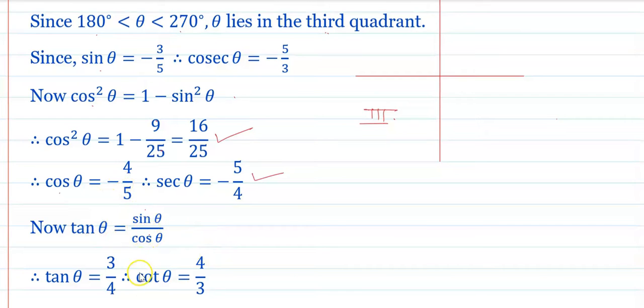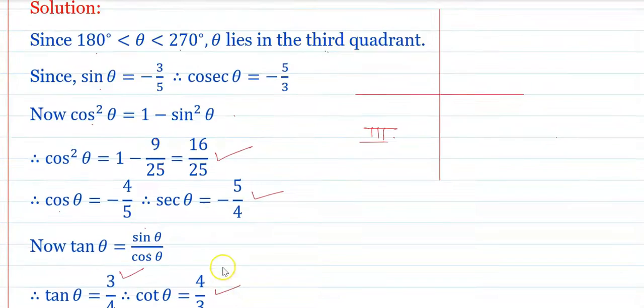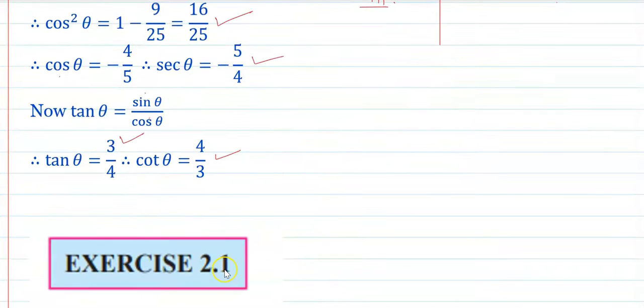Sin theta upon cos theta. Here sin theta is minus 3 by 5 upon minus 4 by 5. Minus minus will become plus. Therefore, you will get tan theta is 3 by 4. What about the cot theta? The tan's reciprocal, that is 4 by 3. In this way, we have completed all the solved examples. Now we will start the exercise 2.1.